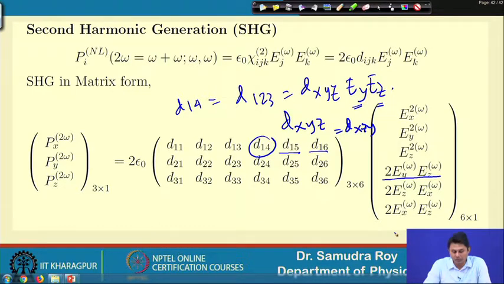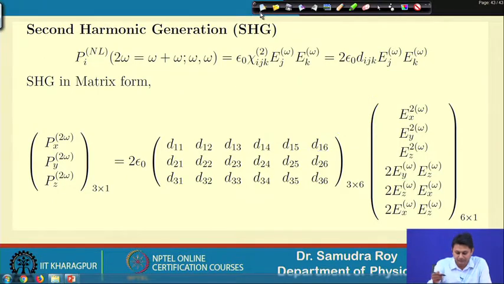Once you know what is the component you are talking about, then you are readily able to write it, and this is the compact form of this. If I expand this, it will come in this way only. Okay, so this is the matrix form of the second harmonic.